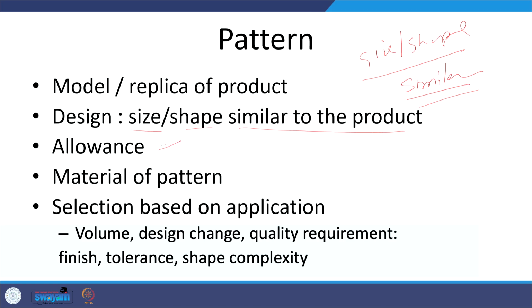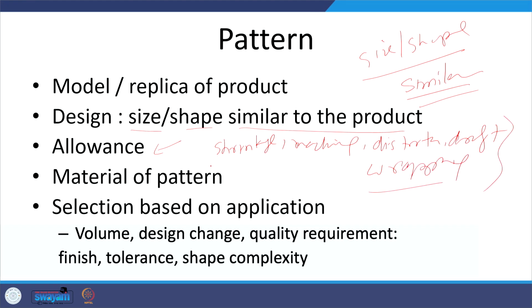Because we need to provide many allowances for taking care of multiple aspects like the shrinkage, the machining allowance, the distortion allowance, and in case of sand mold casting there is a draft allowance, and the warping allowance. So, all these allowances force us to use a pattern whose size is not exactly the same as that of the product, but is different.